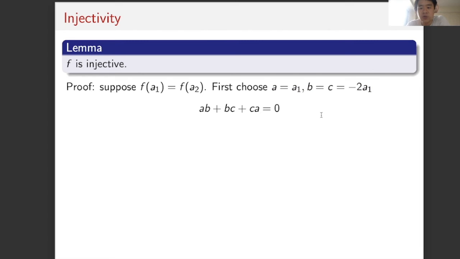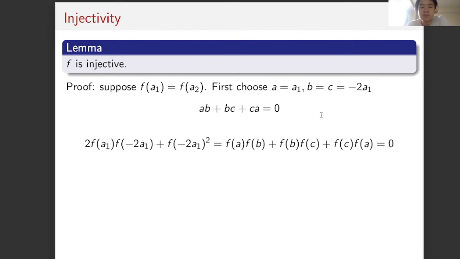So a1, minus 2a1, minus 2a1. If you substitute this into the right-hand side, you get an expression like this: 2 f(a1) f(minus 2a1) plus the square of f(minus 2a1). But since we have already assumed that f(a2) is the same as f(a1), this expression turns out to be the same as this expression, which is equal to 0. So what we also have is 2 f(a2) times f(negative 2a1) plus the square of f(negative 2a1) is 0.